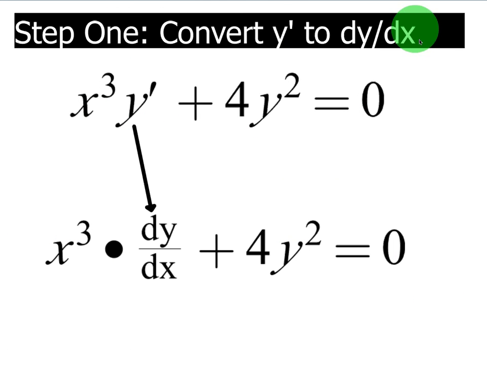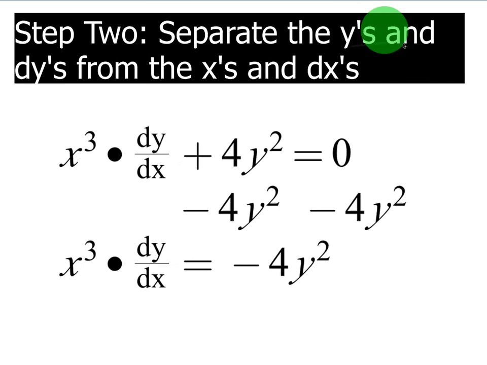Step 1 is to convert y prime to dy dx. So again, we do that because we have to get the y's and dy's on one side and the dx's and x's on the other. So I'm just going to convert this y prime to dy dx for this particular step. Step 2 is to separate the y's and dy's from the x's and dx's. That's what makes it separable.